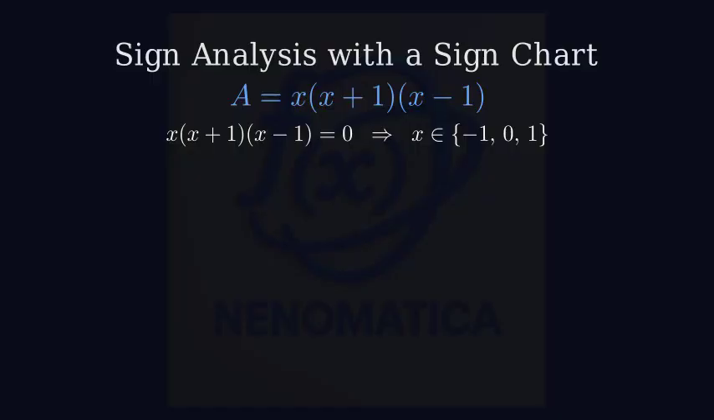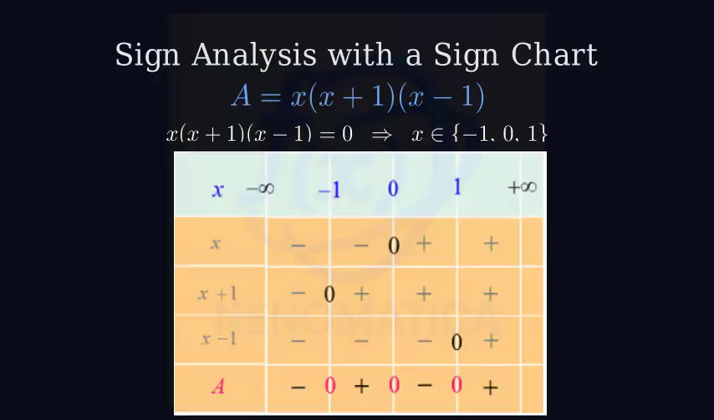Let's visualize these points on a number line. We place ticks at -1, 0, and 1. Between these ticks, the sign of the product is constant. So we will check one sample value in each region to confirm the pattern.